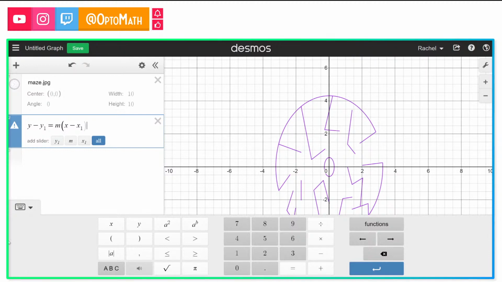So here's point slope form. And the reason it's got the triangle with the exclamation point is because it's saying, hey, I can't actually graph this, which is okay. I'm just trying to show you the formula.